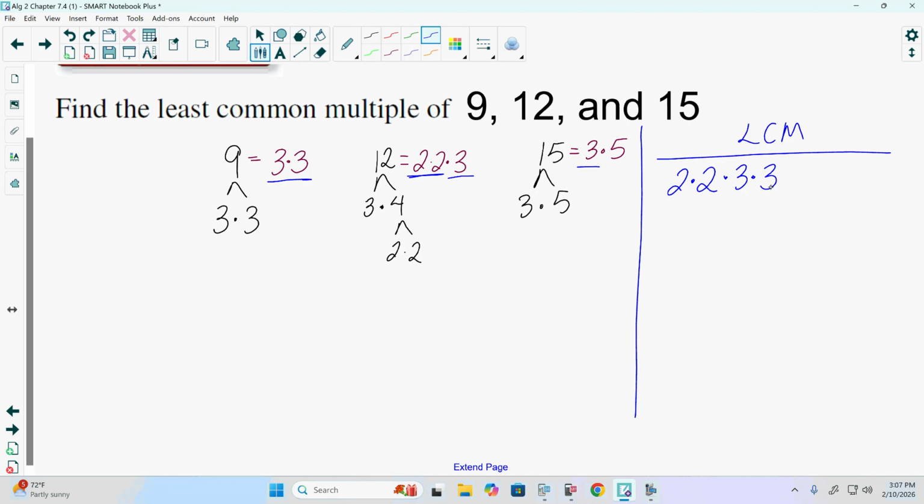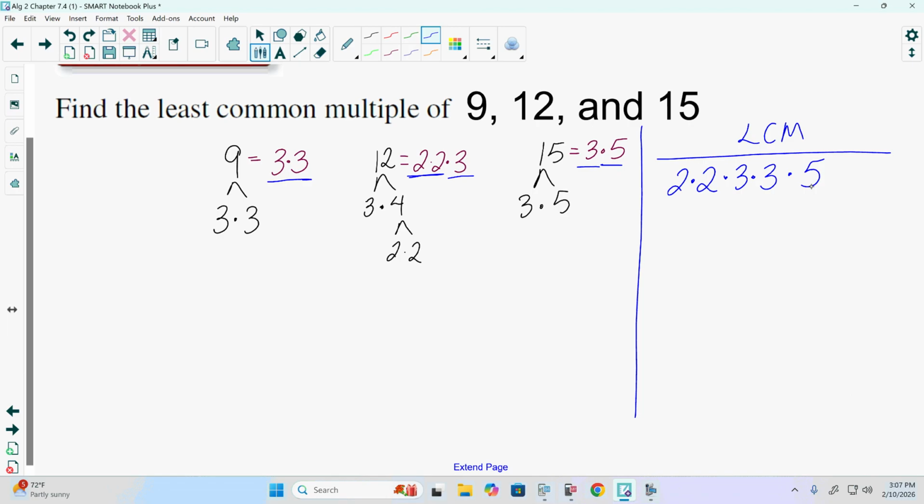It's fine that 15 has it once, and 12 has it once, but because 9 had 2, we need 2 towards the total. Are there any other factors we need to look at? 5. 15 has it, 12 has it, 0, and 9 has it, 0. So how many times do we need it listed?